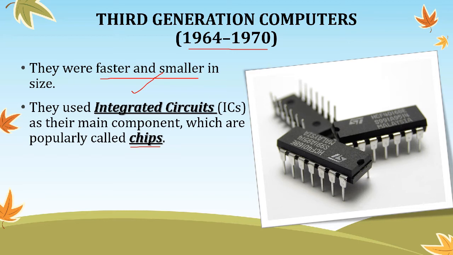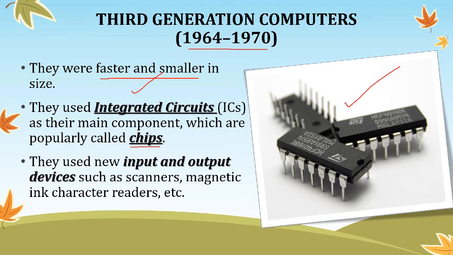This is very important. In the first generation, we used vacuum tubes as the main component, right? In the second generation, what did we use? Transistors as the main component. And in third generation, we used integrated circuits. This is an integrated circuit, also called an IC chip.